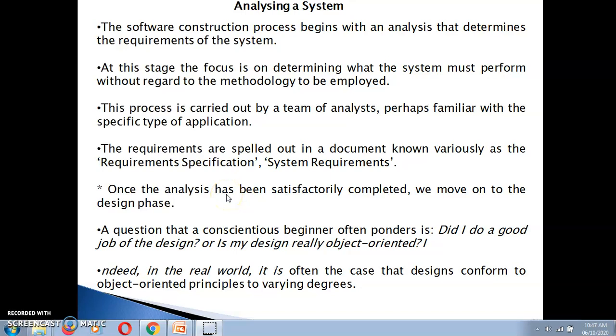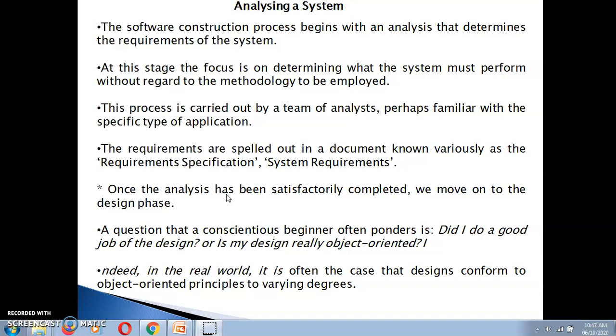Hello everyone. Let us start with the next module, that is analyzing the system. What is analysis? Why is analyzing the system important? Which parameters are we analyzing once the system is built, and in the analysis process what parameters are we considering to judge whether it is an appropriate system or not?